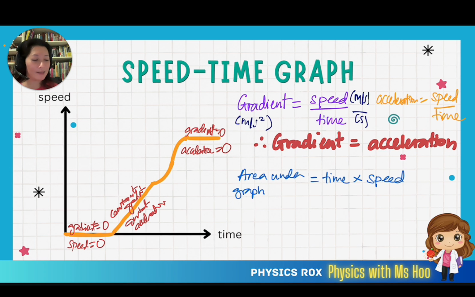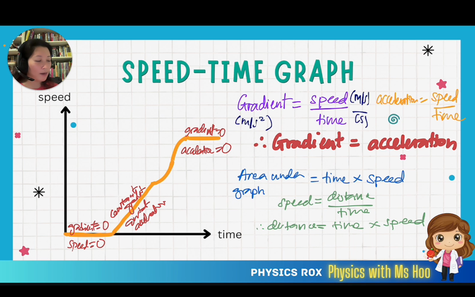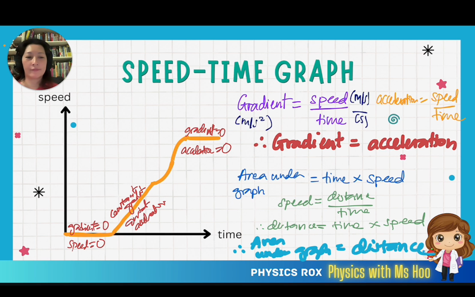Yes, it is distance. So in case you could not get that, let's recall what the formula for speed is. So we know that speed is distance over time. So if you rewrote this formula by bringing time up, you would get distance as time times speed. From here, we can conclude that the area under the graph is equal to distance.